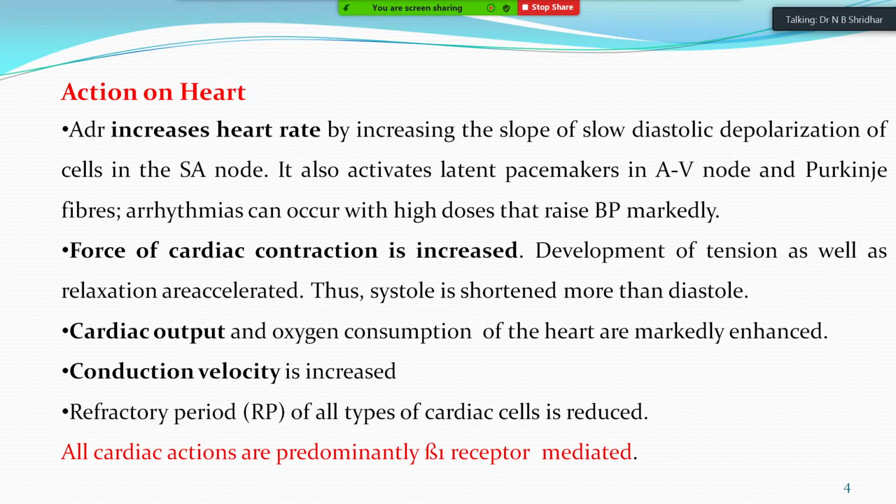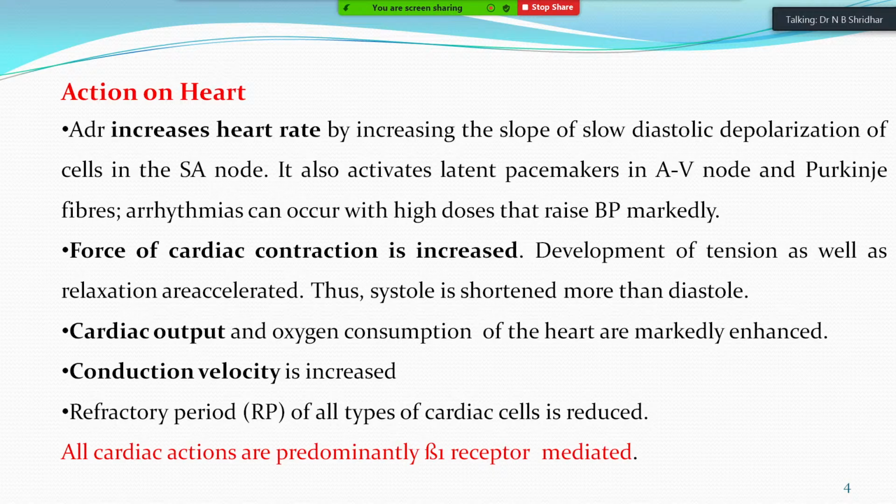The force of cardiac contraction is increased, by the development of tension as well as relaxation, which are accelerated. So that's why the force of the contraction is increased. The systole is shortened more than diastole. So contraction and the force are increased.